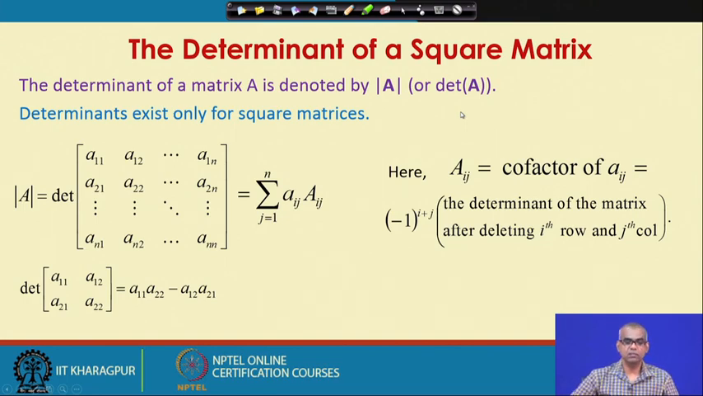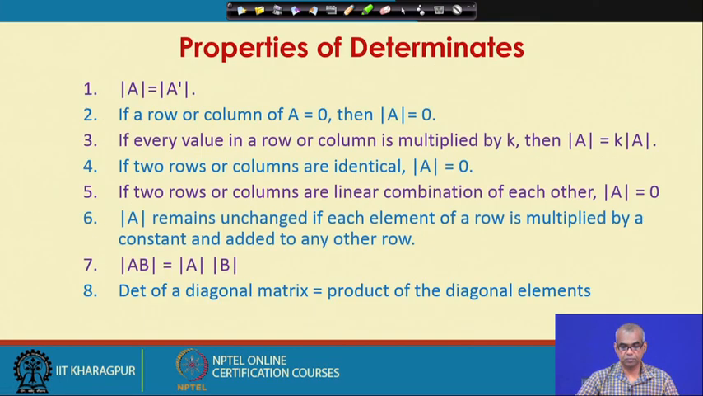So, that is how you can obtain the determinant of a square matrix. Here are some properties of determinants. The determinant of matrix A and the determinant of transpose of A are same. We will see later what we mean by transpose of a matrix. By transpose of a matrix, you change the rows into columns and columns into rows.